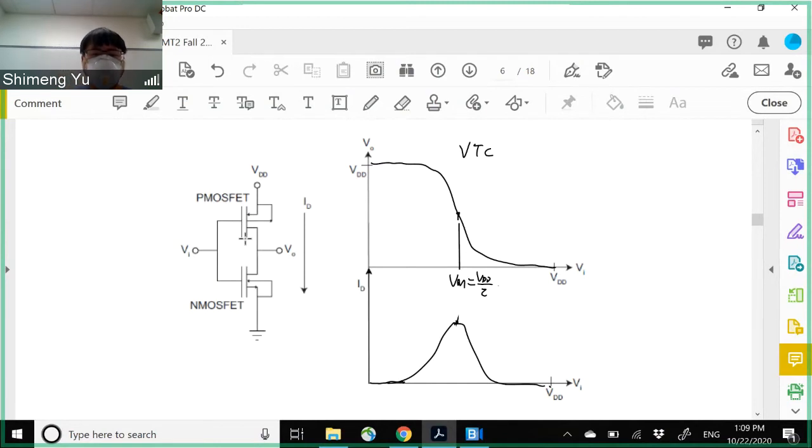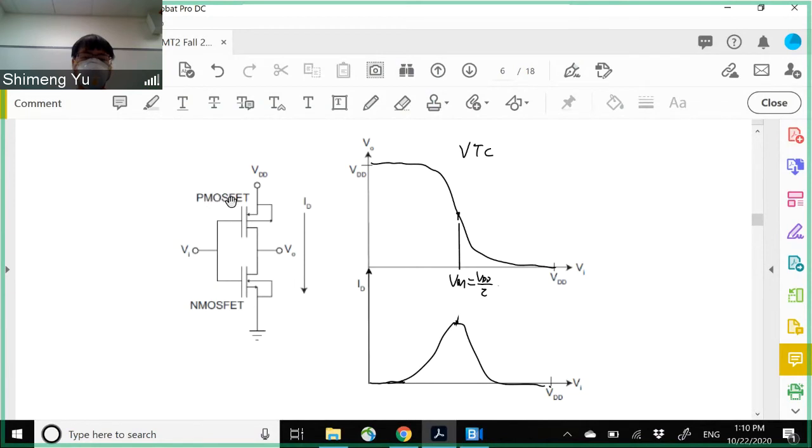So the matched condition says both NMOS and PMOS have the same strength, or they are equal. If the PMOS becomes wider, then the PMOS becomes stronger in terms of the current drivability, or in terms of the conductance. So what is the role of the NMOS in the inverter? NMOS is to pull down the output. PMOS is to pull up this output node.